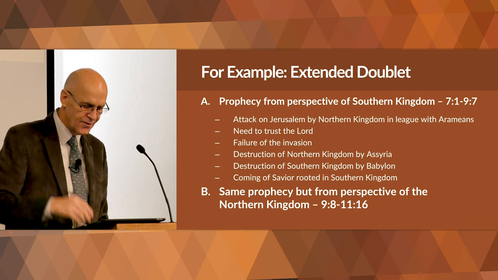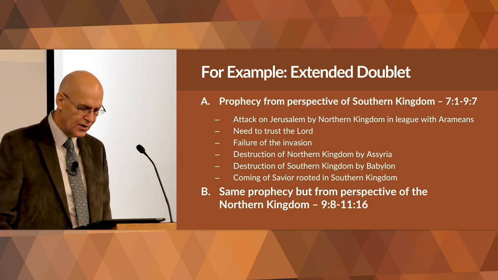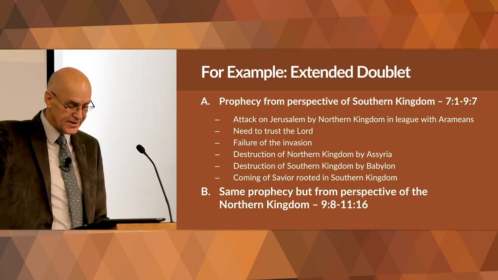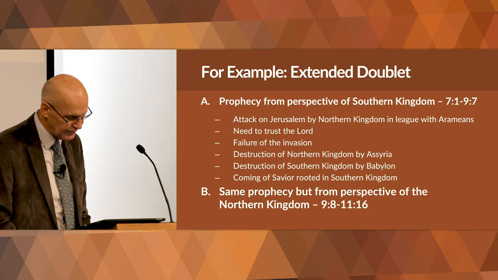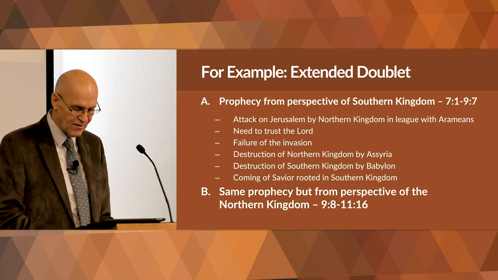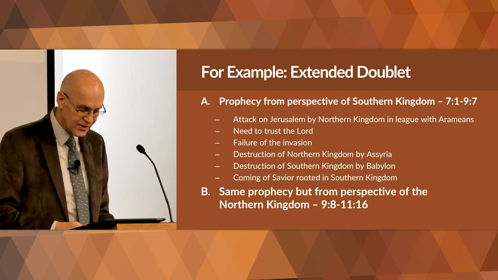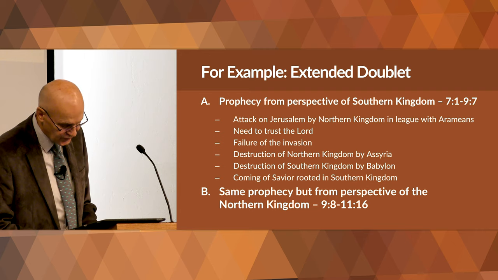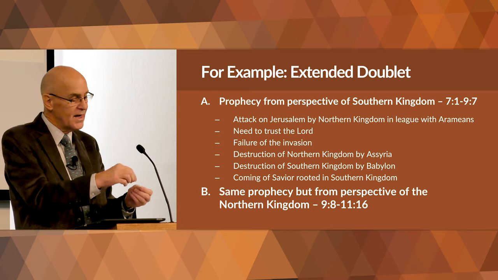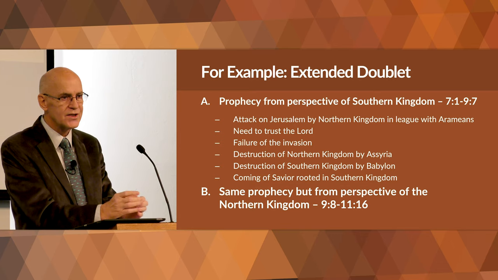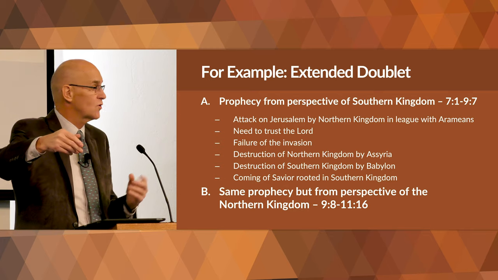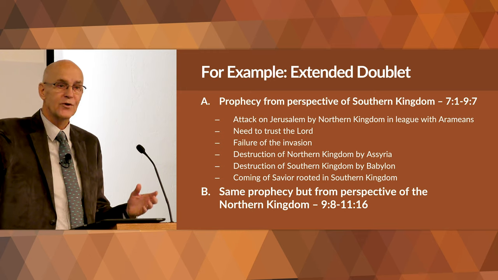Isaiah's prophecy lists the pending attack, the need to trust the Lord, the failure that this invasion will have, and then the subsequent destruction of the northern kingdom by the Assyrians, which actually takes place in 722. Then also he talks about the future destruction of the southern kingdom by the Babylonians in 586 BC. And then the eventual coming of a savior who will be rooted in the remnant of that southern kingdom after its destruction and restoration. In other words, after all of this happens, a root, a remnant, a savior will arise from the ashes of this small southern kingdom. Well, this is a whole prophecy that includes all of this information, starting in chapter 7 and going all the way to chapter 9, okay?